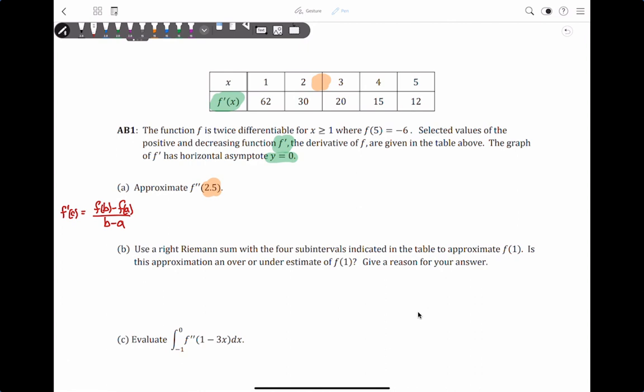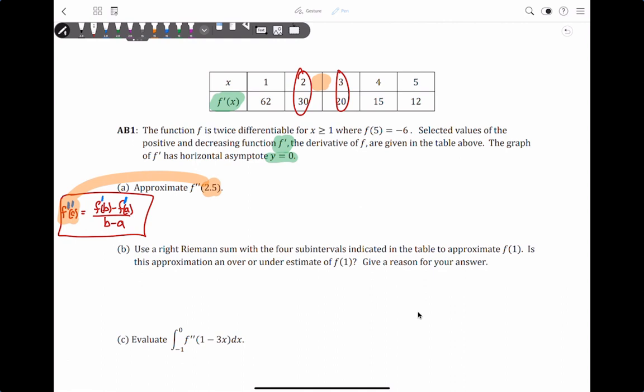Well, per the mean value theorem, if you will, f prime of c is equal to f of b minus f of a over b minus a. Well, this also happens to be true for f double prime of c, that difference quotient between f prime of b minus f prime of a over b minus a. And that's what's going on here. We are given this second derivative here that we're evaluating at 2.5. So we need a point to the left and a point to the right.